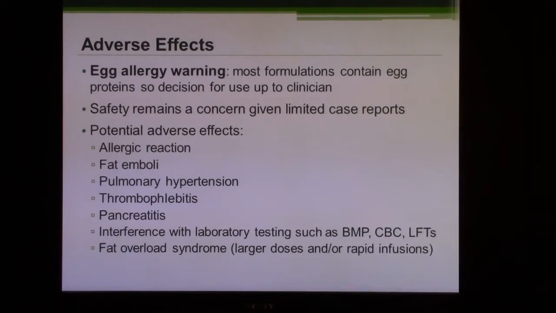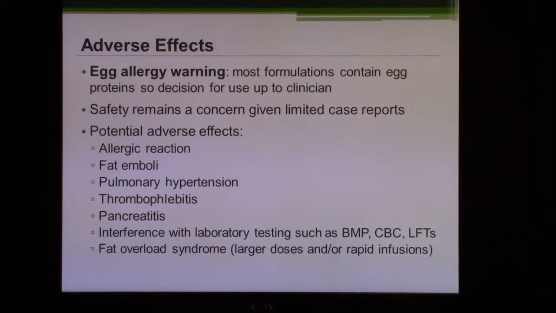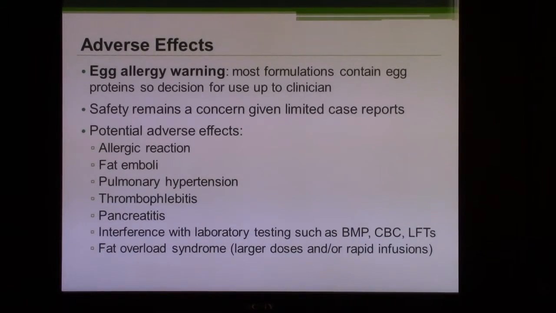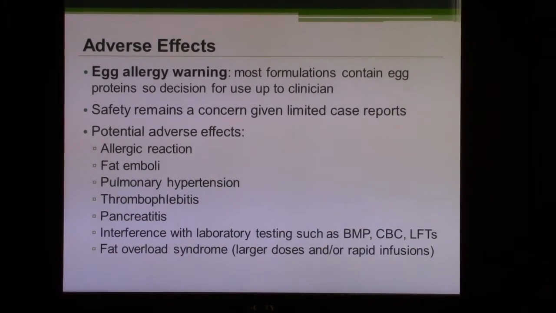Besides that, safety remains a concern because of the limited data, given only case reports and no clinical trials. And so some of these potential adverse effects may be caused by the lipid infusion, or may be associated with or just reported with those cases. And so these include, of course, allergic reaction, including anaphylaxis, fat emboli, pulmonary hypertension, thrombophlebitis, pancreatitis, interference with laboratory testing such as in the BMP, CBC, and LFTs, and then fat overload syndrome if larger doses are used or if they do rapid infusions.